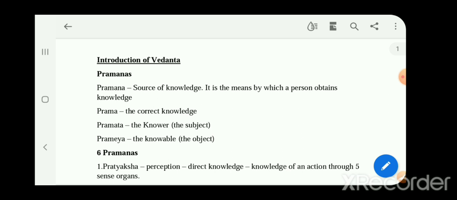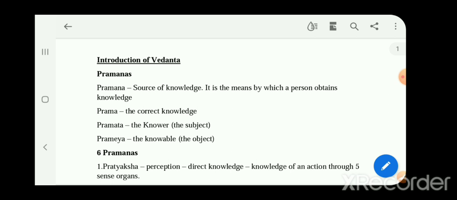And pramata means the knower. For example, I am trying to learn about Upanishad. So I'll be called a pramata, the knower, who is the subject. And what am I going to learn? Upanishad I am going to learn. So Upanishad is the object. That object is called a prameya, the knowable.